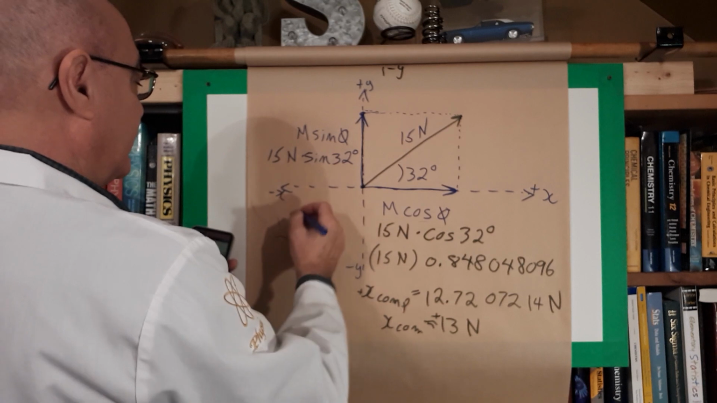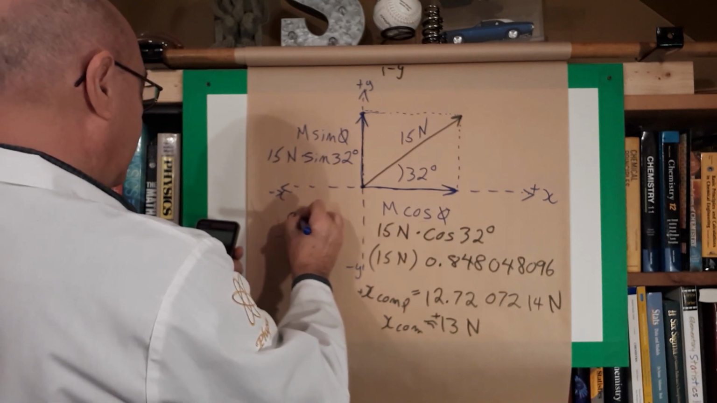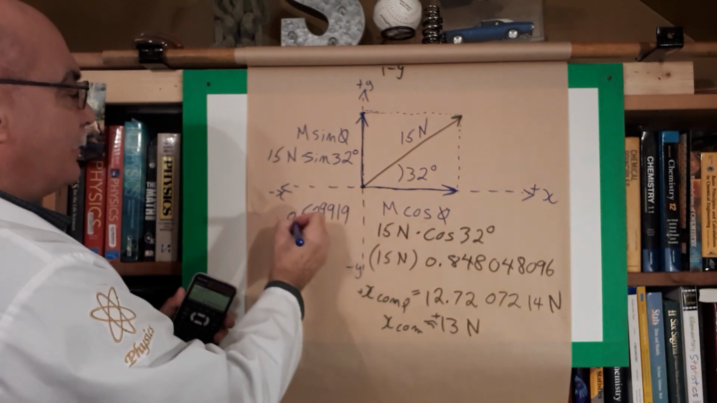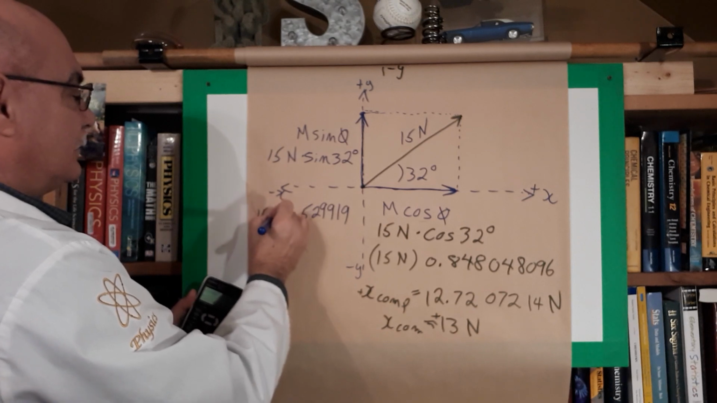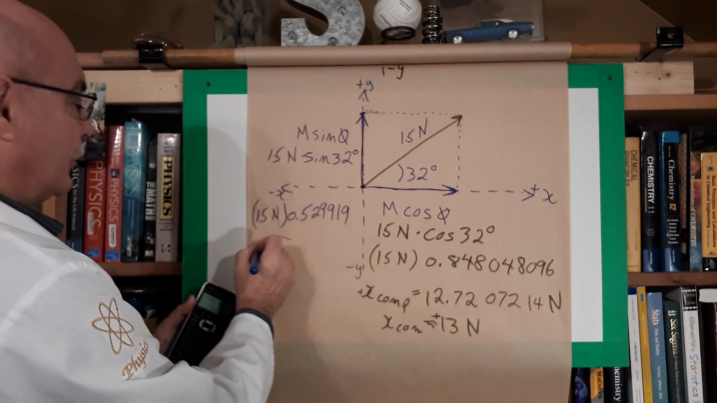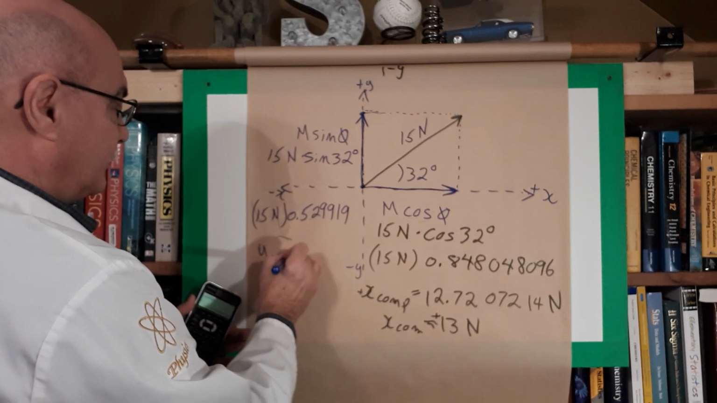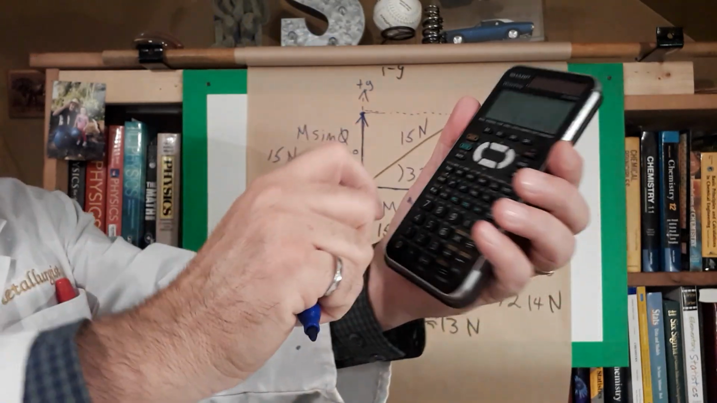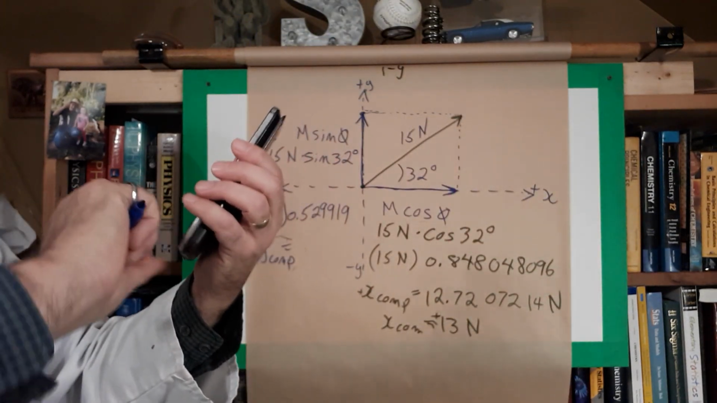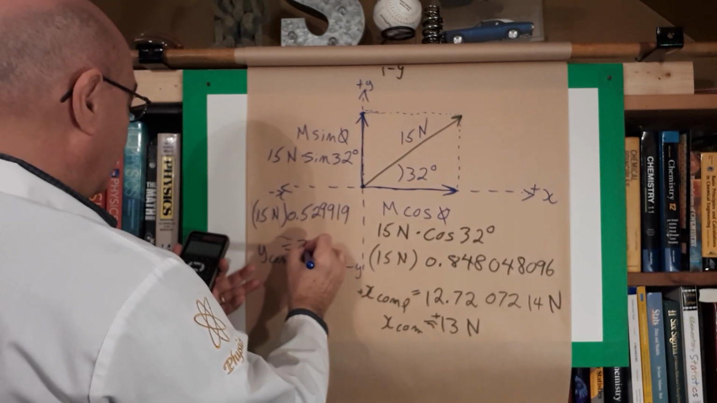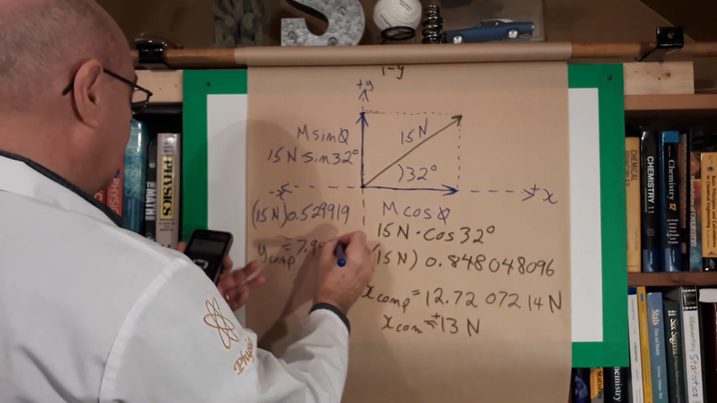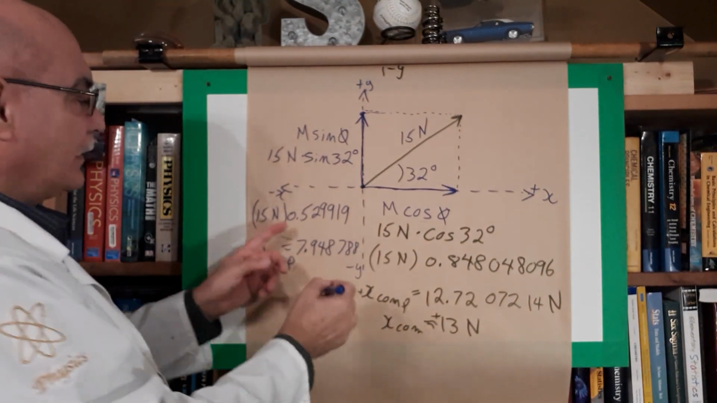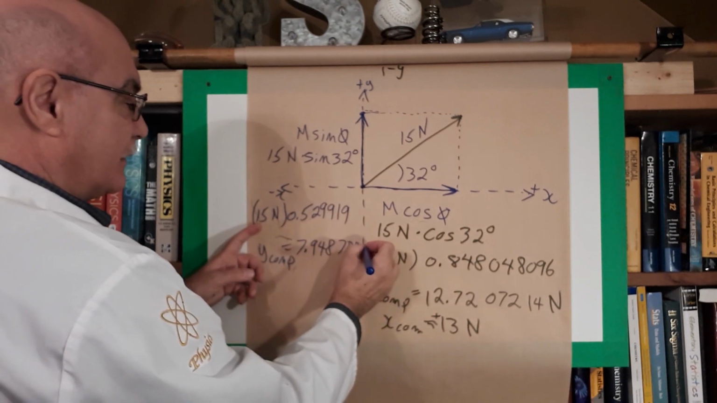Going down here, sine of 32 is 0.529919, and I'm going to stop there. I'm running out of space. Multiplied by the 15 newtons. So the y component is equal to, multiply that number times 15. I already have all the digits in my calculator, so I just simply multiply by 15. It is equal to 7.948788. And the unit is the newton, because here that becomes a dimensionless number.